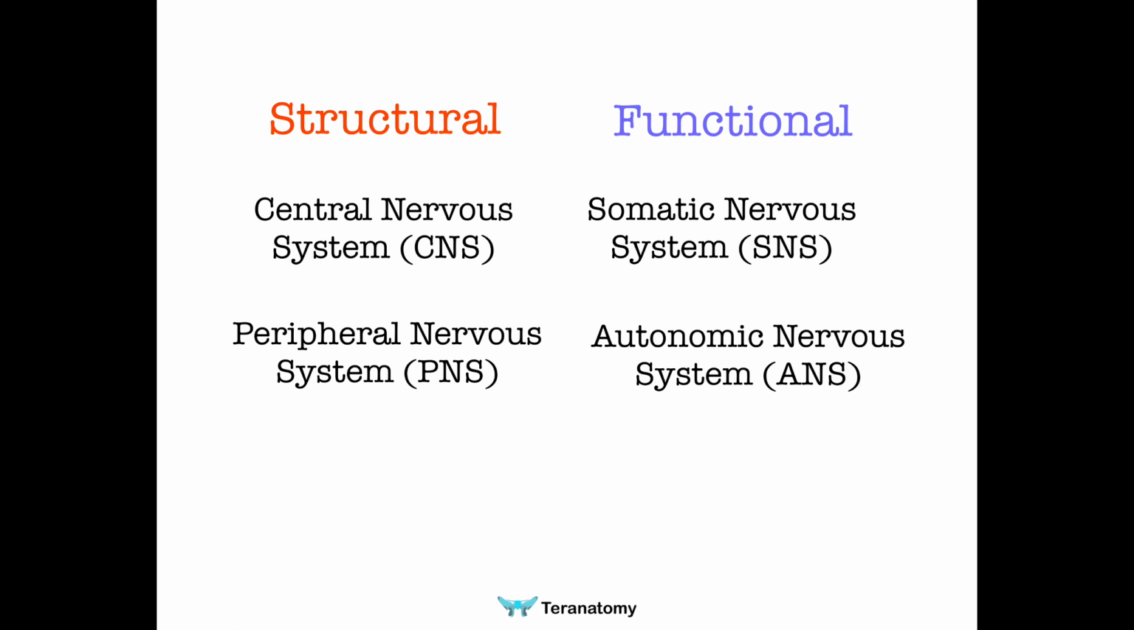So, placing the somatic and autonomic systems as subdivisions only of the PNS ignores the fact that their functional components are distributed across both the CNS and PNS. Understanding this distinction will help you develop a more accurate and integrated view of how the nervous system is organized.